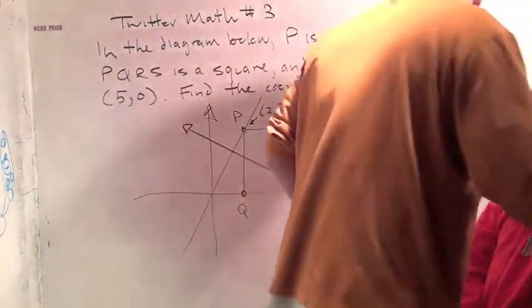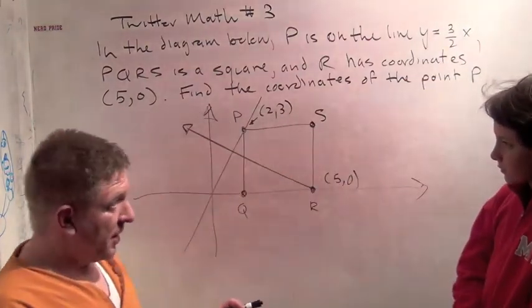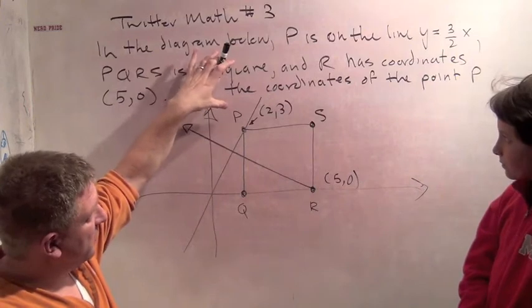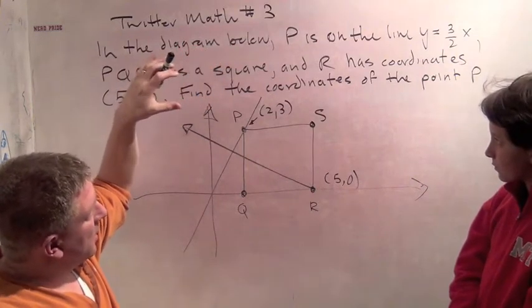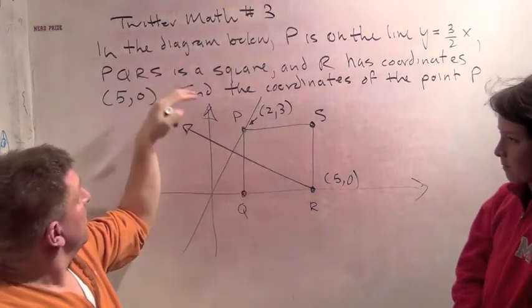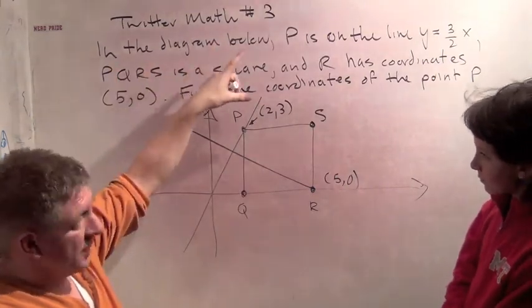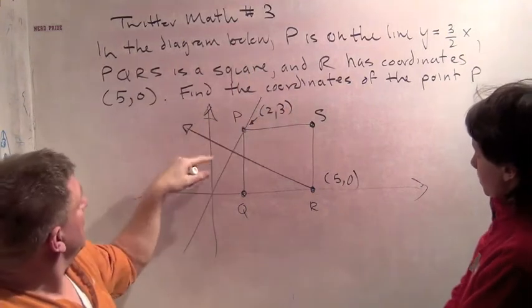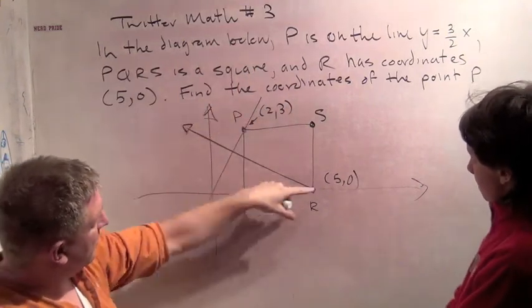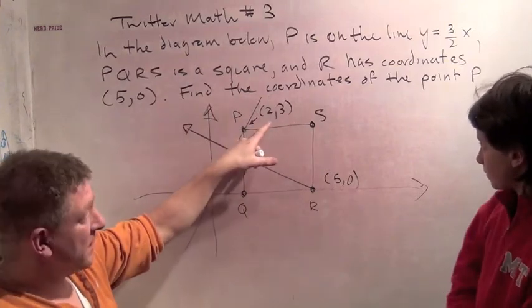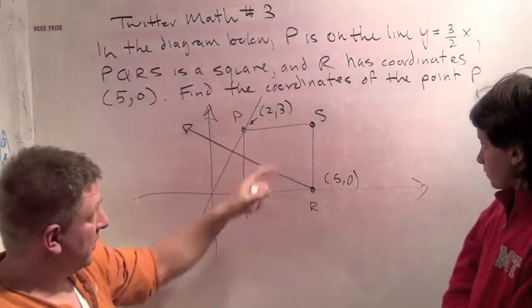Twitter Math number 3. This is a direct follow-up to Twitter Math number 2, which we did yesterday. That problem is still on the board here. But I mentioned in Twitter Math number 2 that there was a part B. So part A was, in the diagram below, P is on the line y equals 3 halves x, PQRS is a square, and R has coordinates 5, 0. Find the coordinates of the point P, and that's what we did. We found the point 2, 3.